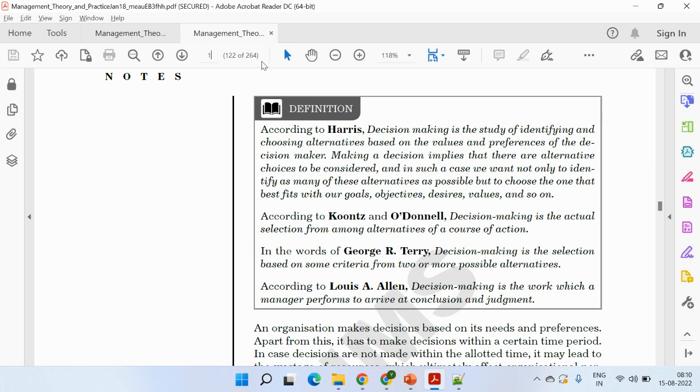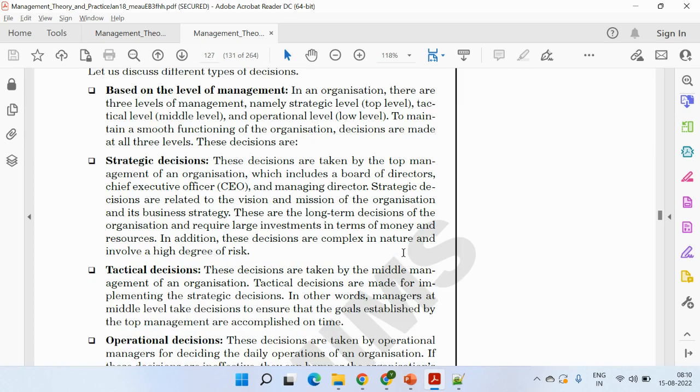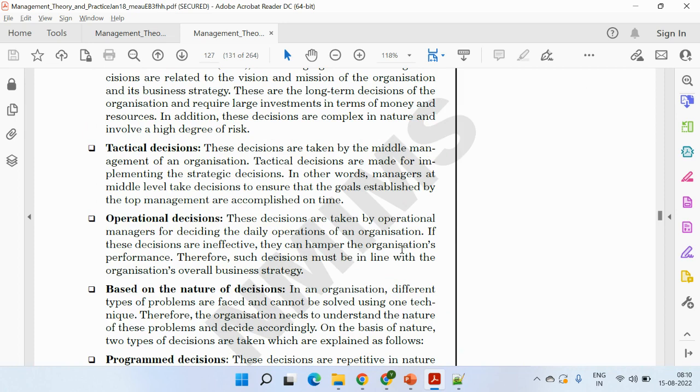Then next comes a brief about the operational decisions. Going to page number 127. Here we just need to talk about the operational decision. If you see, operational decisions are taken by the operational manager for deciding the daily operations, right? Because in the first situation, we are talking about weekly activities and tasks. So this comes under the operational decisions.